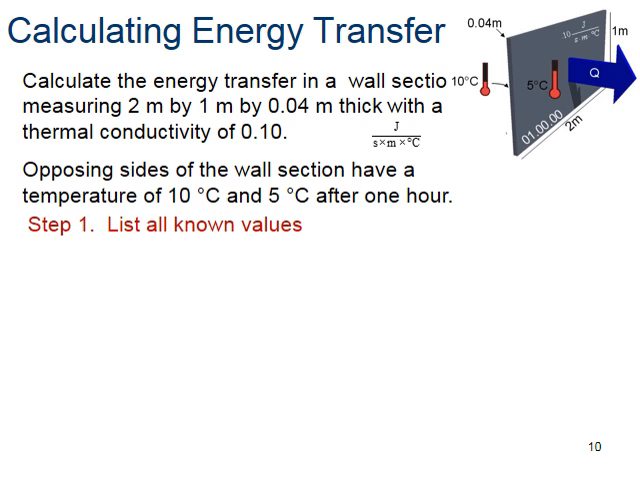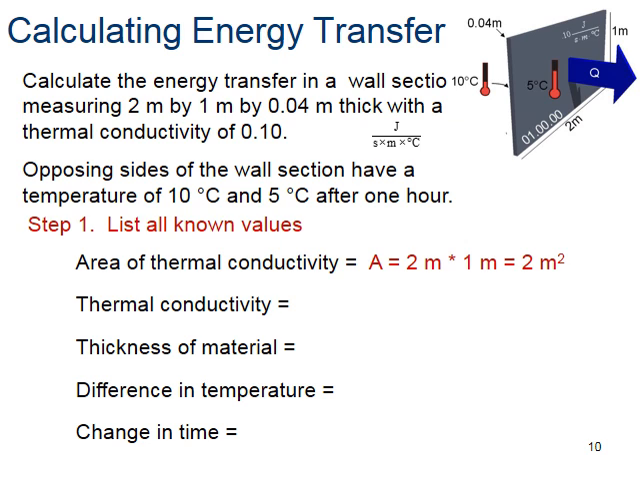So let's list all of our knowns. We know the area, it's just 2 times 1, so it's 2 square meters. Our thermal conductivity is given to us up above. It's 0.10. And note that the units are joules per second meter degrees Celsius. Always remember your units. This is why, in this type of problem, knowing the units is so important, because if you write the wrong units, you can easily come up with the wrong answer. And using units as a check at the end is a way to see if you've done it correctly.